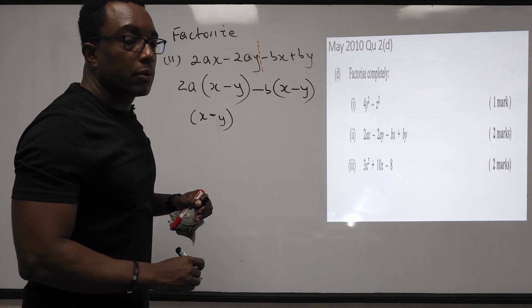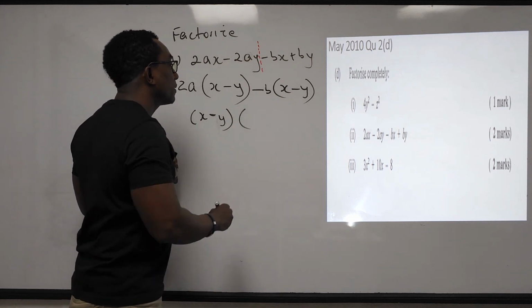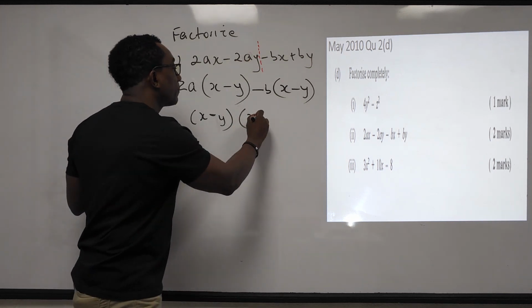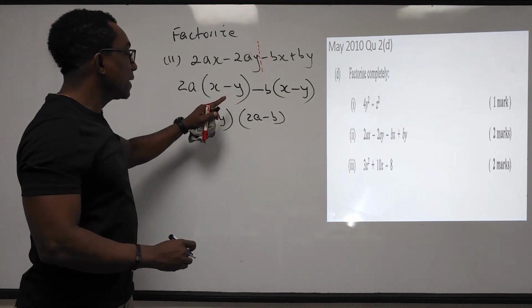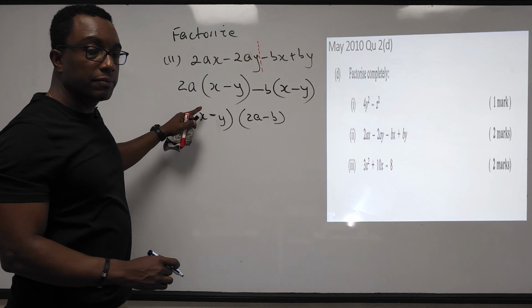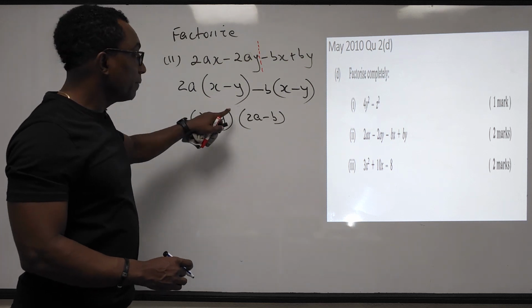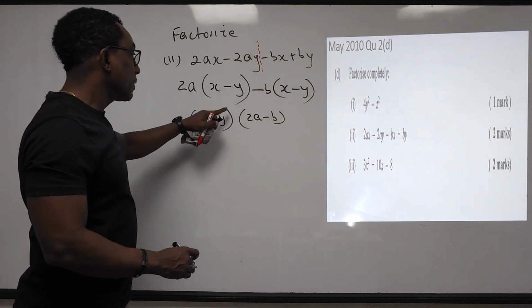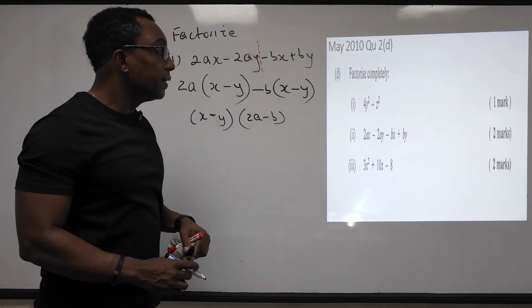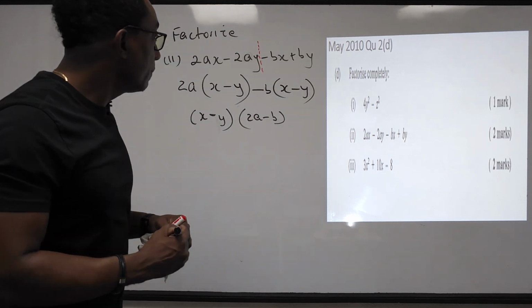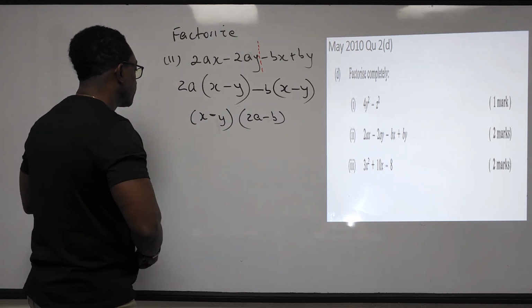And of course, what remains or what is placed in the other bracket will be 2a minus b. And this is so because when I divide x minus y into itself, I'm going to be left with what? 2a, which I place in my bracket. When I divide x minus y into itself, I'm going to be left with negative b, which I place within the brackets. Good? Let's look at part 3.